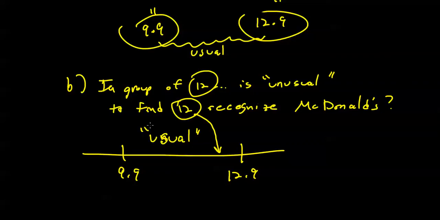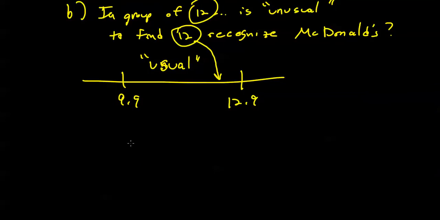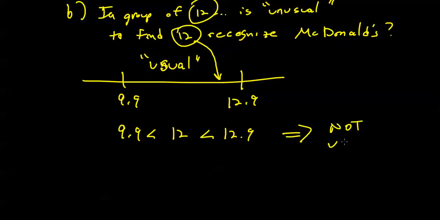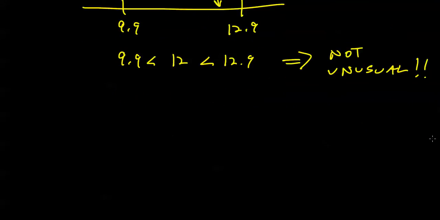All right, so I could surmise the conclusion like this. I'll say 9.9 is less than 12, which is indeed less than 12.9. So in that case, I'm within the boundaries of usual behavior, so I'll say it's not unusual to find 12 recognizing McDonald's. Okay? So pretty simple formulas, really, with some pretty powerful possibilities.